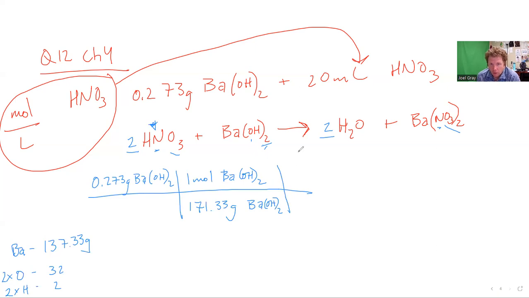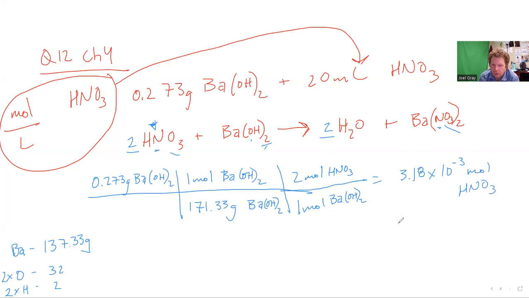Now we need to figure out the number of moles of HNO3, and we have the moles of Ba(OH)2. We've got our balanced chemical reaction: 1 mole of Ba(OH)2 will react with 2 moles of HNO3. So we're done because we are looking for moles of HNO3. 0.273 times 2 equals 0.546, divided by 171.33, and I get 3.18 times 10 to the negative third moles of HNO3, which is the same as 0.00318 moles.